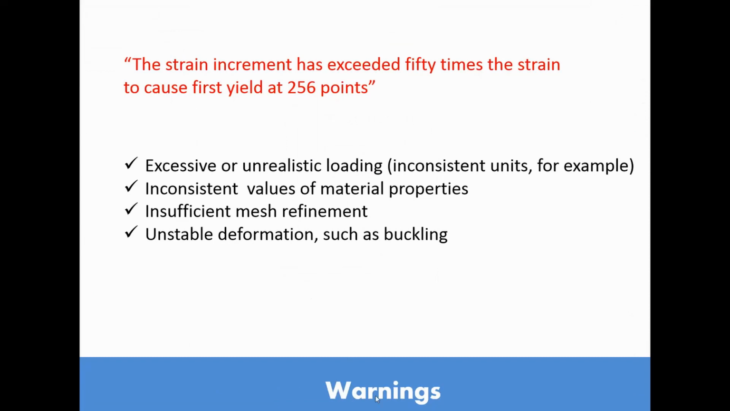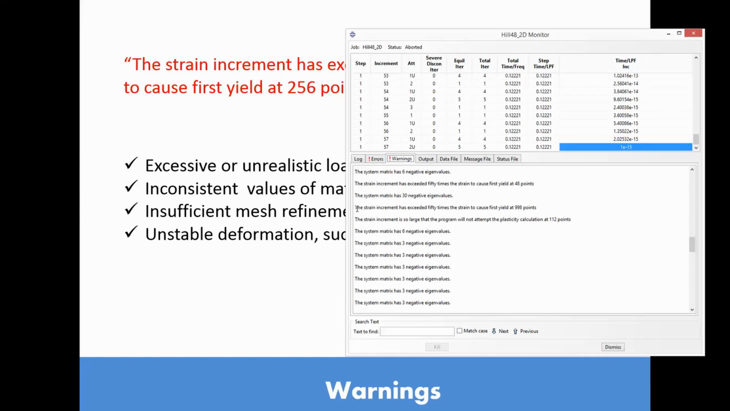Now let's talk a bit about the warning message. You can get some common warning message: the strain increment has exceeded 50 times the strain to cause the first yield at 256 points. So don't think about the points. This point number could vary. For this job I also got a similar message, exceeding 50 times the strain to cause first yield, but in this case it was 998 points. Many a times this is not critical.